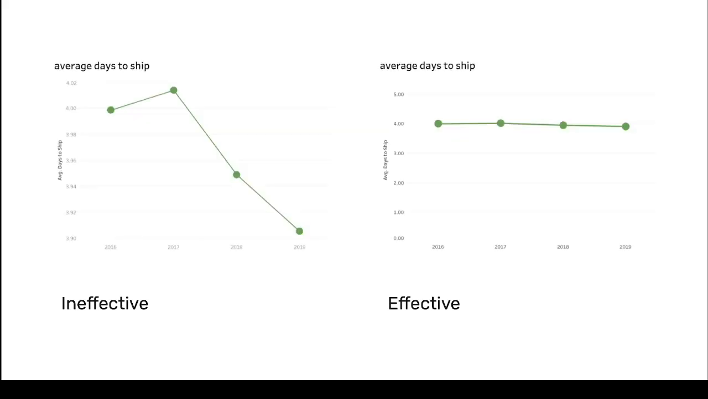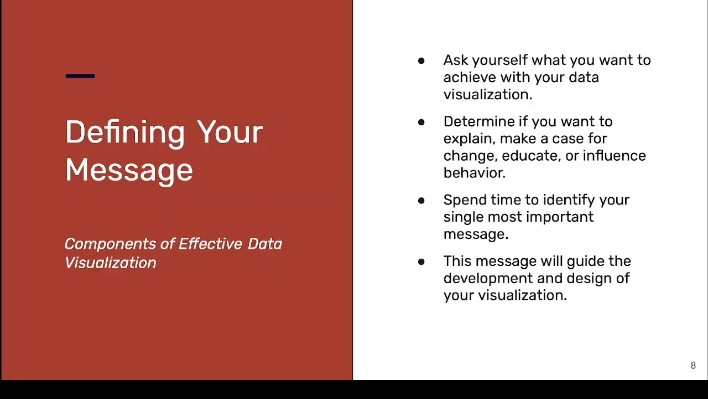In this example, the first visualization gives a false impression that shipping times have dropped drastically. But it only appears this way because the axis does not start at zero and the graph is stretched vertically to make the decline look more dramatic. Once adjusted, you see that average shipping times have only improved minimally in the past 4 years.